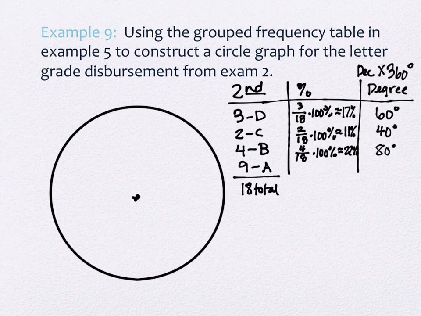And then the last one, the A's, are 9 out of 18, which is actually a really nice value. What's that? Yeah, that one's exactly 50%. Now you might notice that because of rounding, this might not add up to a perfect 100%, and it's okay if it doesn't. It should still be close. If it's adding up to like 92%, we have a problem. But if you're within one on either side, 99 to 101, you're probably doing just fine. And then 50% of 360 is what? 180.